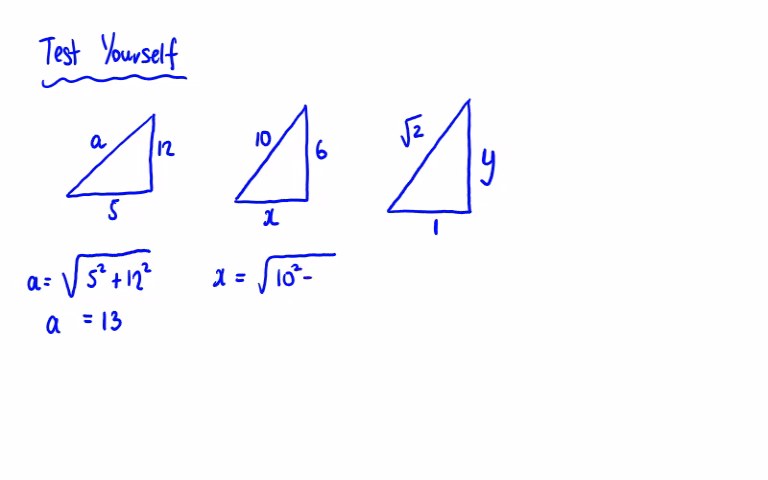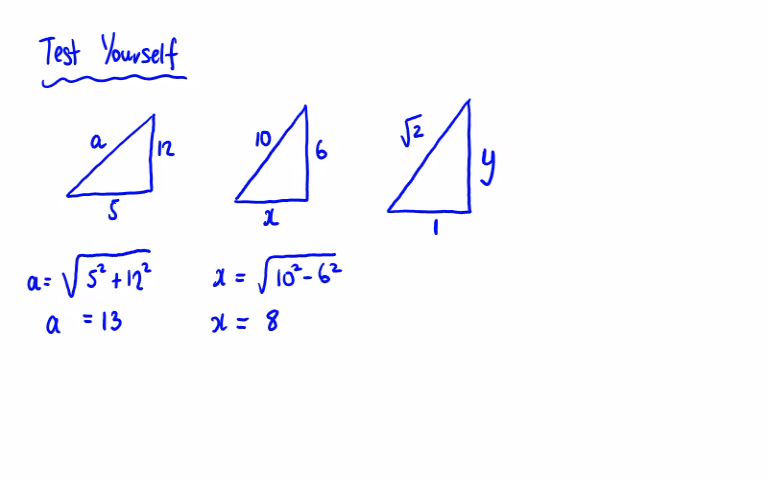10 squared minus 6 squared. Now mathematically it's 100 minus 36, which is 64. And you all know the square root of 64 is 8. Now I threw this one in because a lot of people, when they see something they haven't seen before, get confused. They say, I can't do it. Oh, we never did this before.